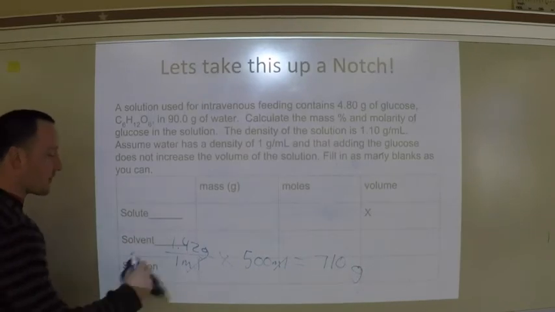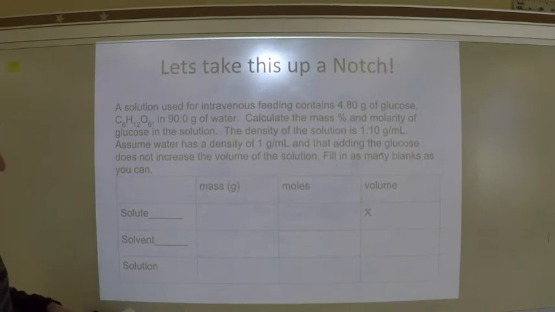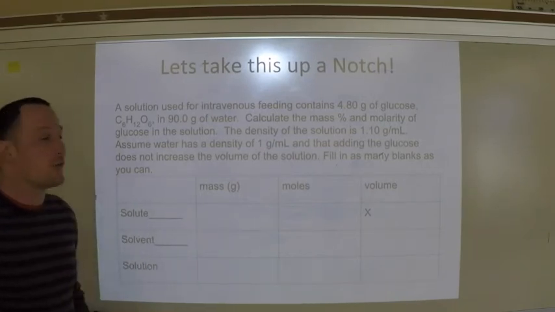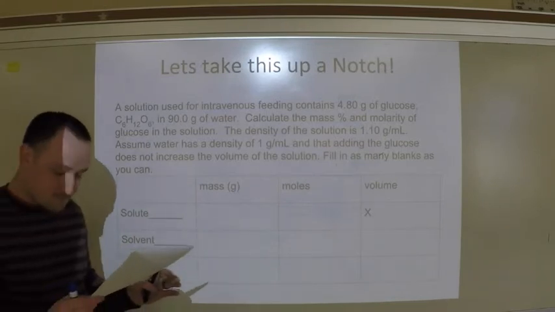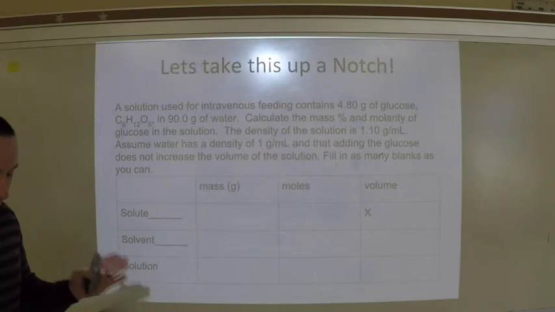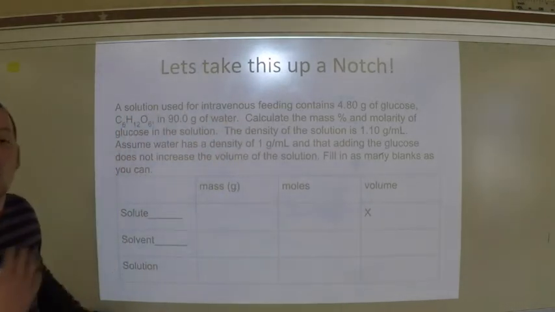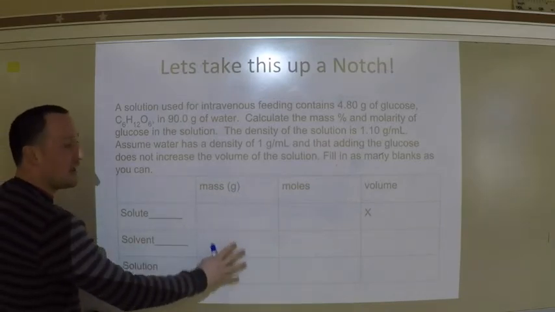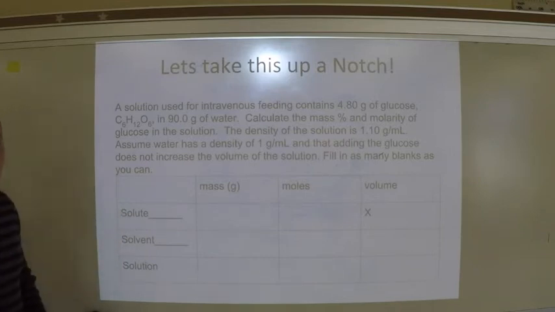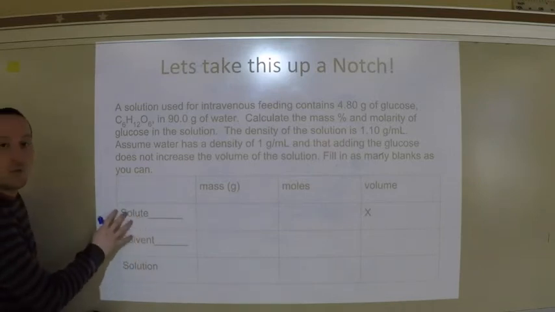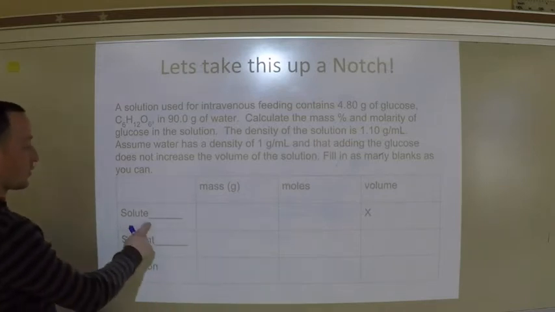On our next slide, at the very bottom of your page, it looks something like this. Here's what I want you to do with this chart. The question is to find the mass percent and molarity of glucose in the solution. I give you a bunch of information. Really what I want you to do is fill in everything about this chart that you can. First of all, identify what the solute and the solvent are. Then write in what those are on the lines on your page.